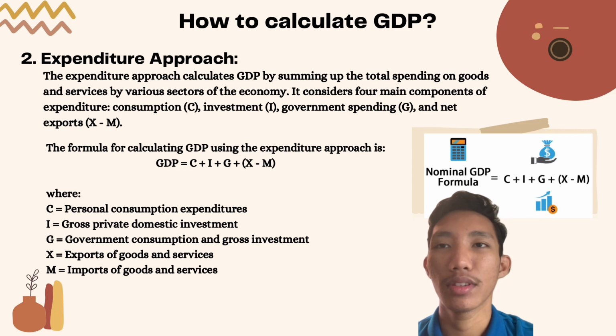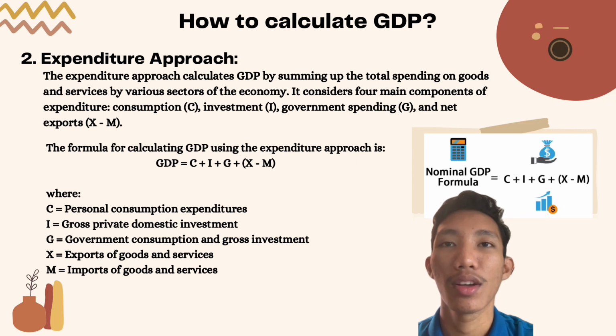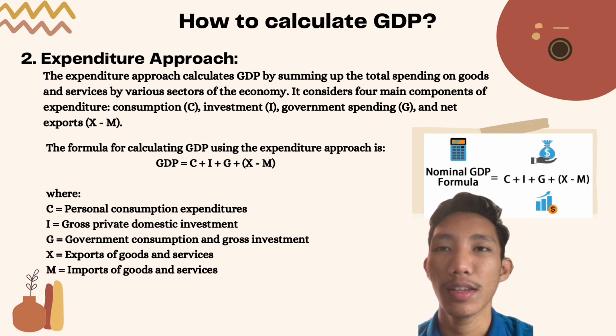The next is to calculate GDP using the expenditure approach. The expenditure approach calculates GDP by summing up the total spending on goods and services by various sectors of the economy. It considers four main components of expenditure, which are consumption, C, investment, I, government spending, G, and net export, X minus M. To simplify, the formula for calculating GDP using the expenditure approach is GDP equals C plus I plus G plus X minus M.